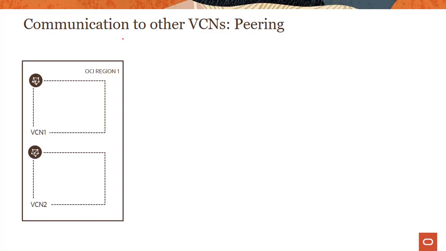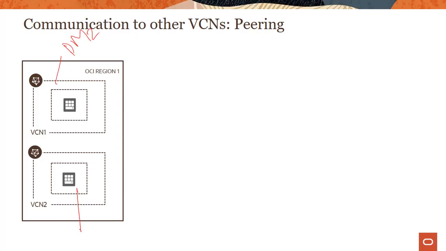Now let's think about this way. In a region, let's say you have multiple VCNs. Now you still might have a scenario where these VCNs have resources that want to communicate with each other. Why? Well, a good example might be that the DMZ has its own VCN, right?